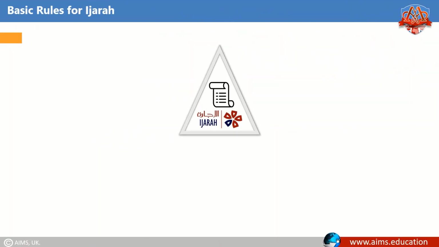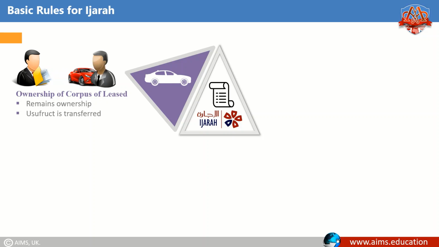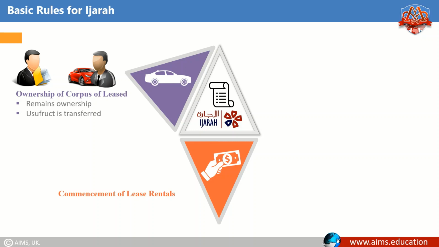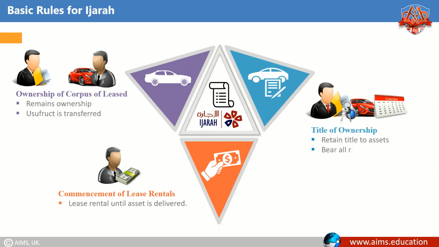Basic rules for Ijarah. Ownership of corpus of leased commodity. Corpus of leased commodity remains in the ownership of the lessor, and only usufruct is transferred to the lessee. Commencement of lease rentals. Lease rental is not payable by the lessee until the asset is delivered. Title of ownership. During the entire term of the lease, the lessor must retain the title to the assets and bear all risks and rewards pertaining to its ownership.